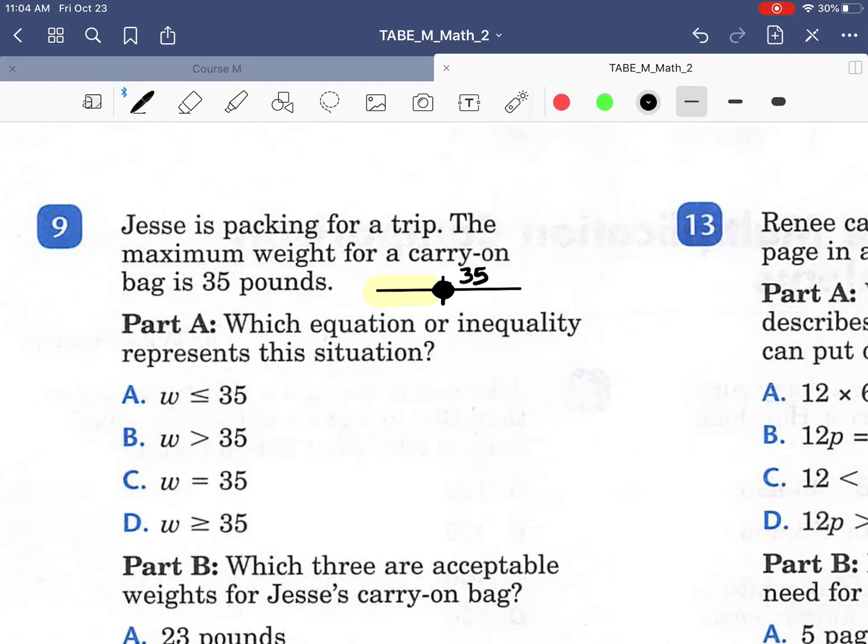So the inequality would be the weight of the bag is less than or equal to 35. And then they want us to pick the inequality that matches. I like this one. We've already got it set up. It is in standard form, so you're good to go there. I would go with A.